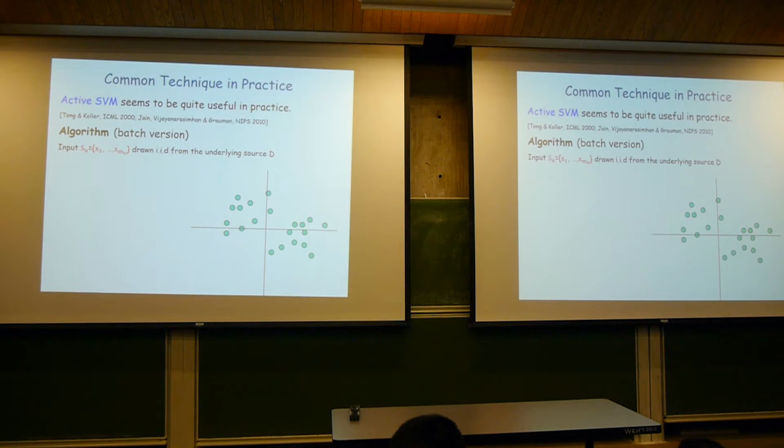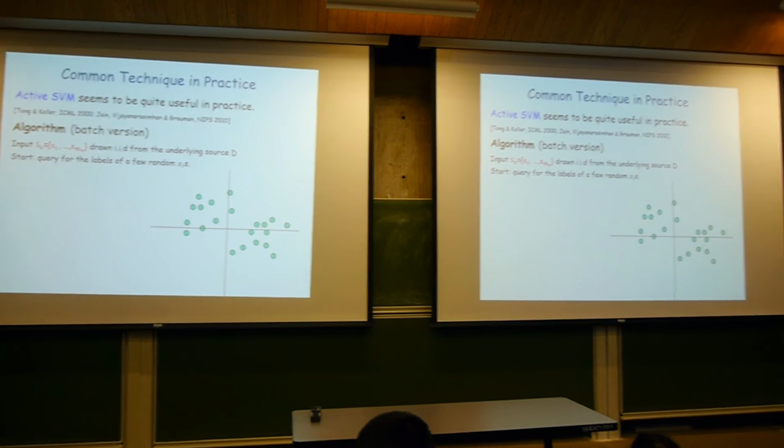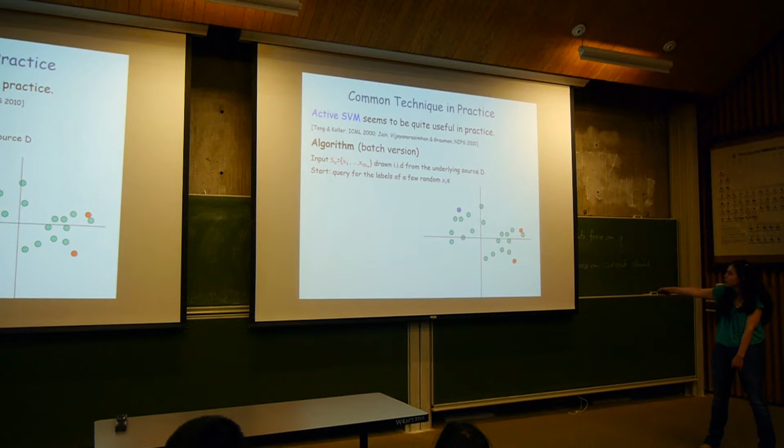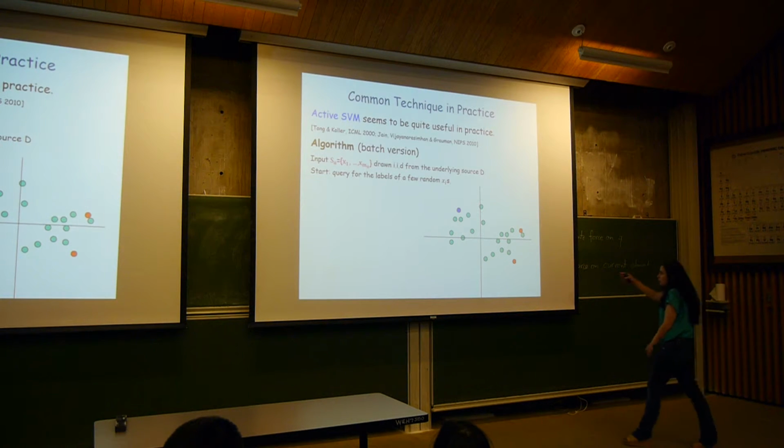Here I have the batch version written, and an example too. As input you have a set of unlabeled samples, in the batch version a large set drawn from the underlying distribution. These are my unlabeled samples first. Then we start by querying the labels of a few random samples. Maybe I get these 2 negative examples and this positive example. I just pick a few random examples and ask for their labels.